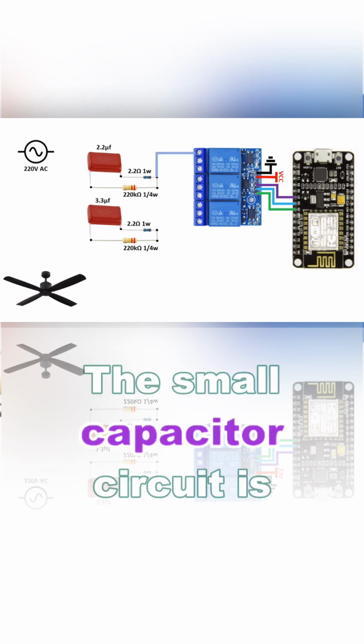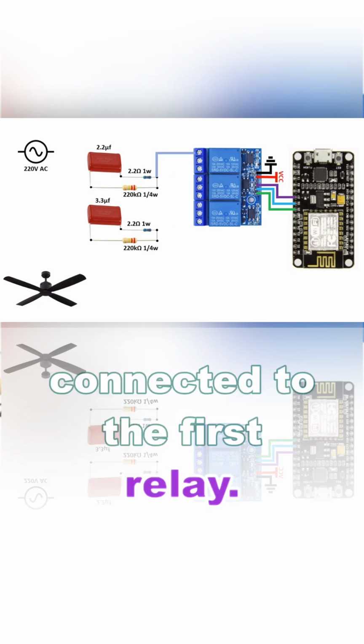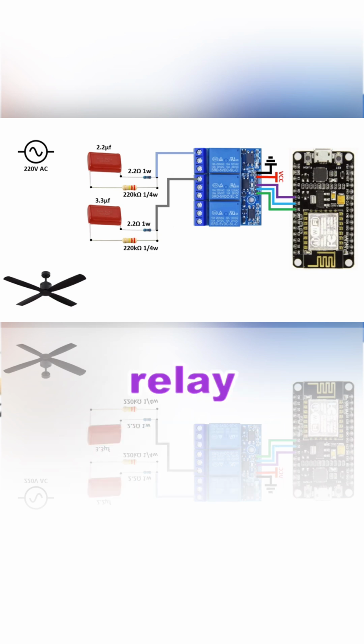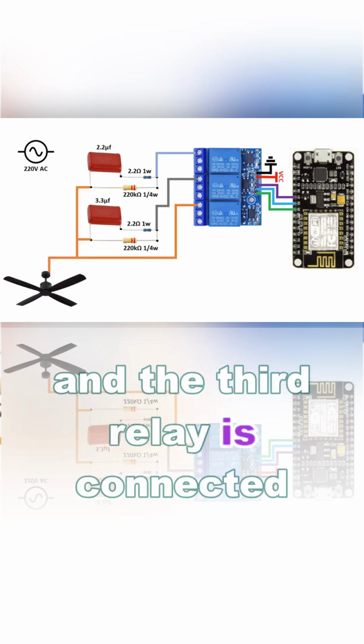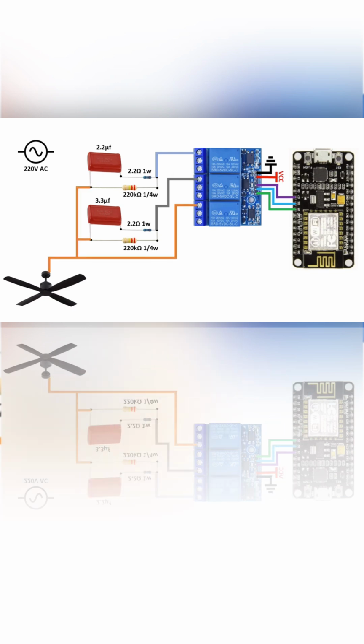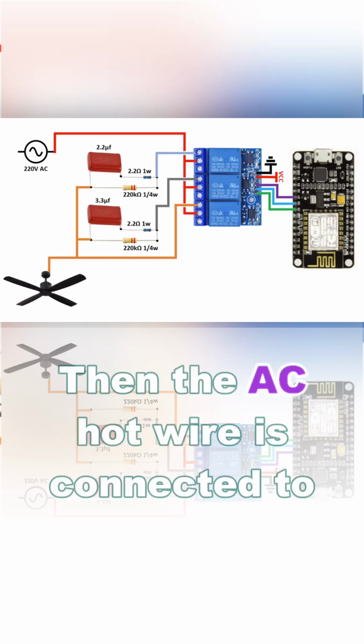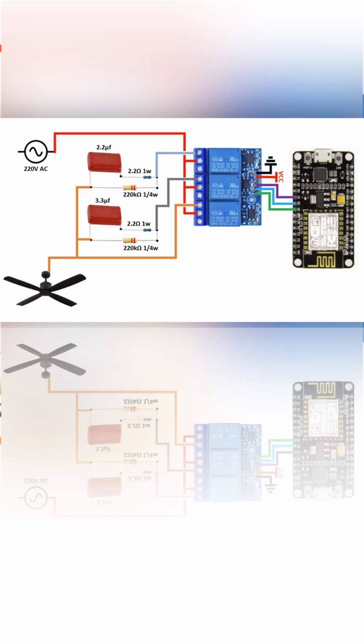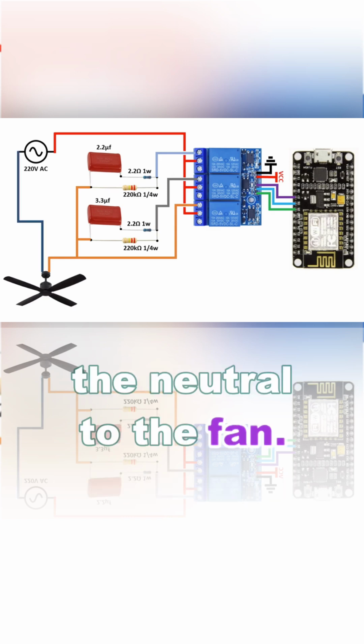The small capacitor circuit is connected to the first relay. The large capacitor to the second relay. And the third relay is connected directly to the fan, and to the other side of the 2 RC circuits. Then the AC hot wire is connected to the 3 relays common pin, and the neutral to the fan.